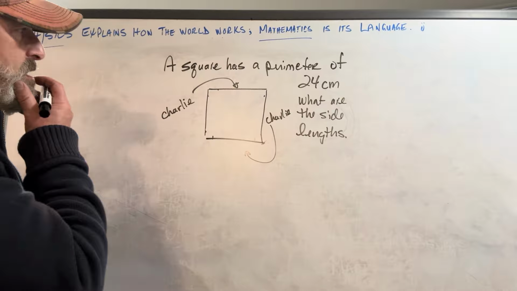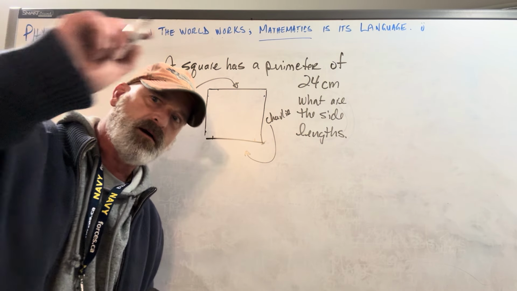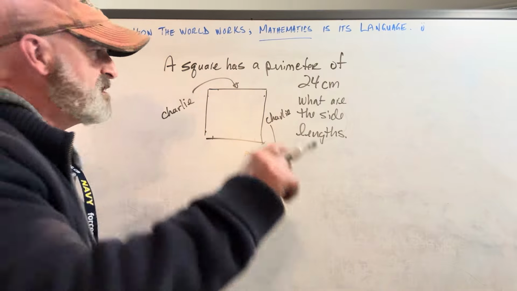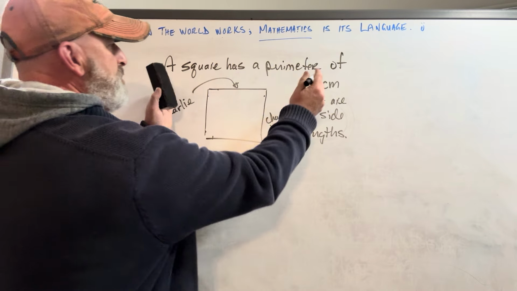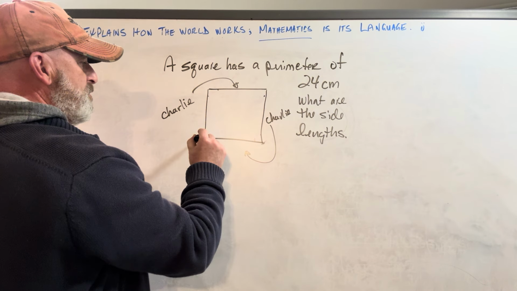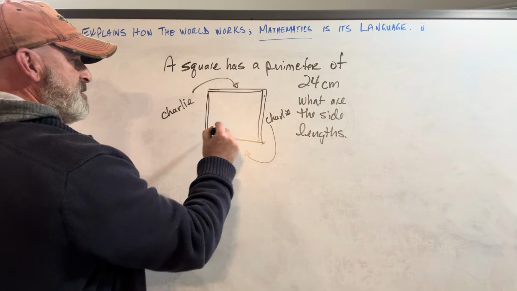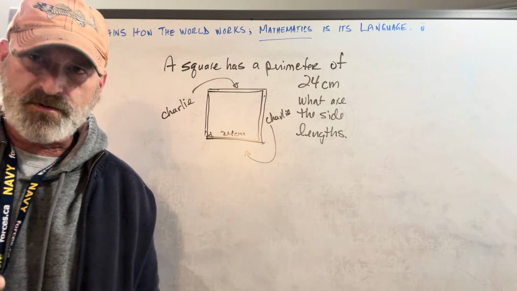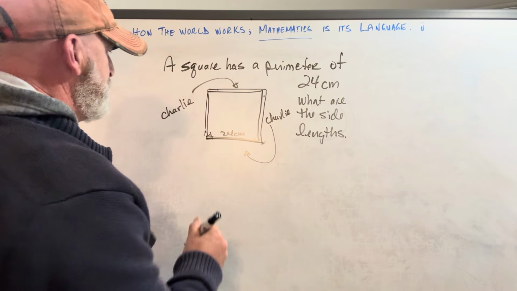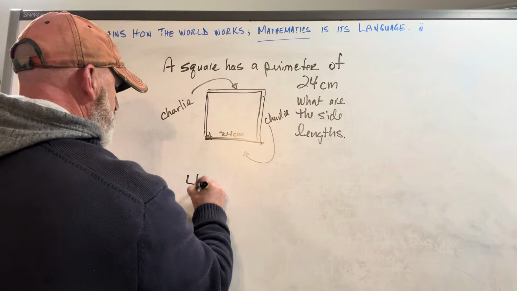So I would go, okay, well, I do know a perimeter means all around the outside. Total distance around the outside. So if I know that this square has a perimeter of 24 centimeters, I know that if I go all the way around the outside, that's going to be 24 centimeters. So how do I write that into an equation that makes sense? Well, how many sides do we have? We have 4.